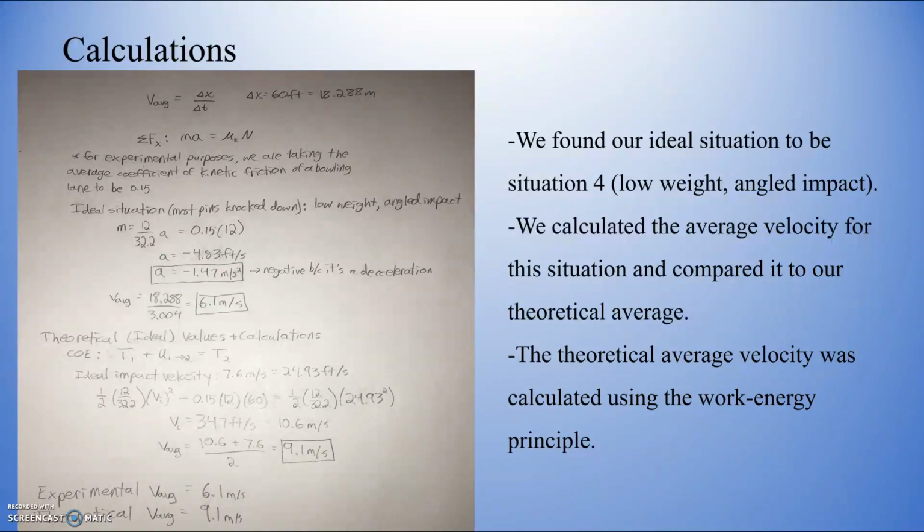We then calculated the acceleration using sum of forces in the x direction and found it to be negative 1.47 meters per second squared. And our average velocity was 6.1 meters per second. Then we used theoretical calculations using the conservation of energy principle to find the ideal average velocity for the bowling ball. Using this, we found it to be approximately 9.1 meters per second. Our closest velocity to 9.1 was our 4th trial at 6.1, which proves that situation 4 was the best situation to bowl a strike.